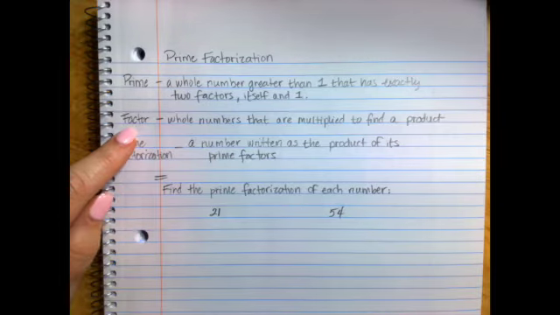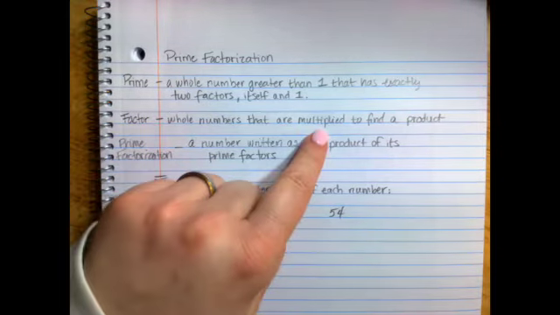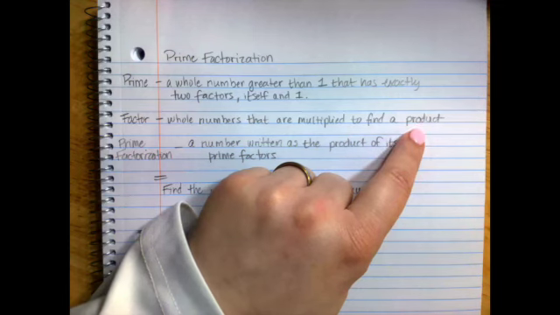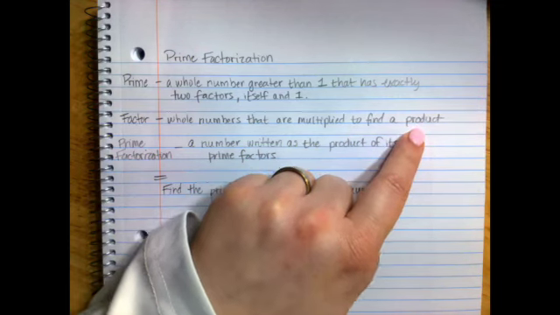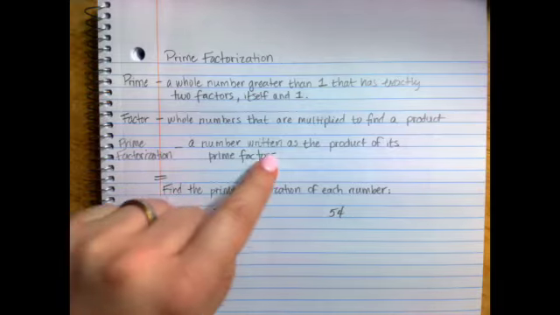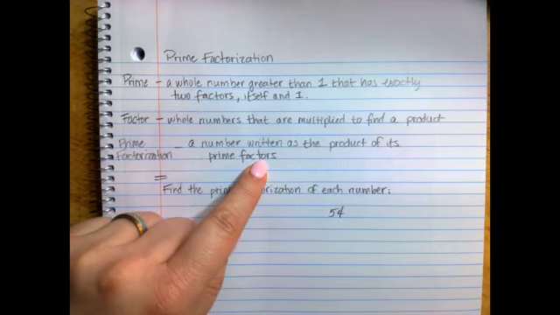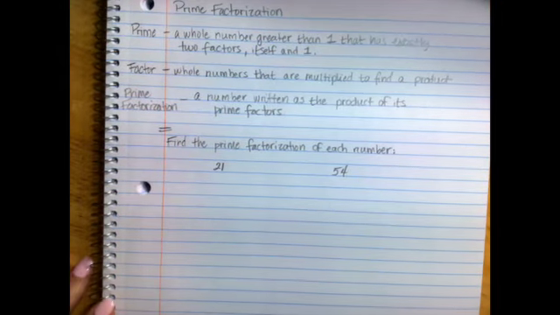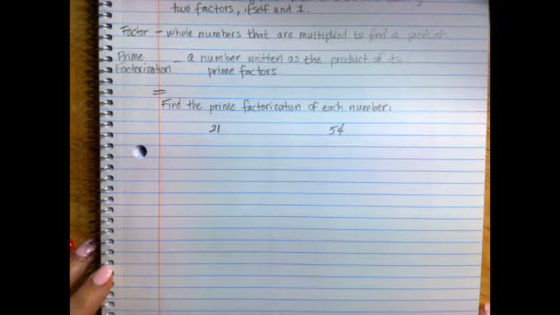Factors are whole numbers that are multiplied to find a product. Remember, product is the solution or the answer to a multiplication problem. Prime factorization, when you put it together, is a number written as the product of its prime factors. All right, so we're going to do some examples. We need to find the prime factorization of each number.